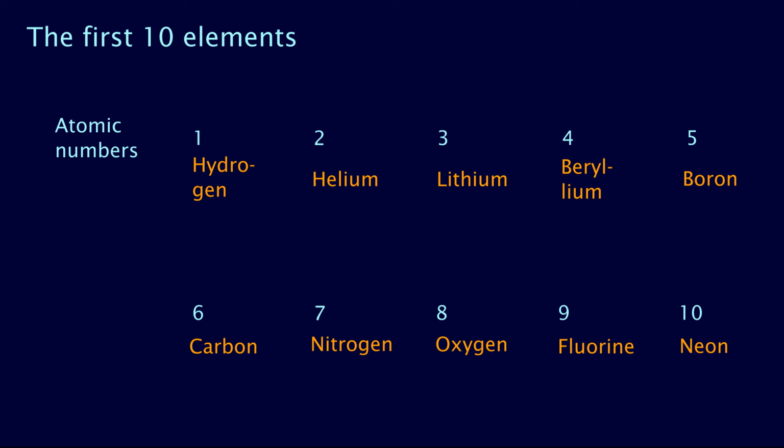We start with hydrogen, with 1 proton in the nucleus, atomic number of 1. Go on with helium, 2 protons in the nucleus, and so on. And we end with neon, which has 10 protons in the nucleus, atomic number of 10. These are the first 10 elements, and we can simply add the chemical symbol to them.